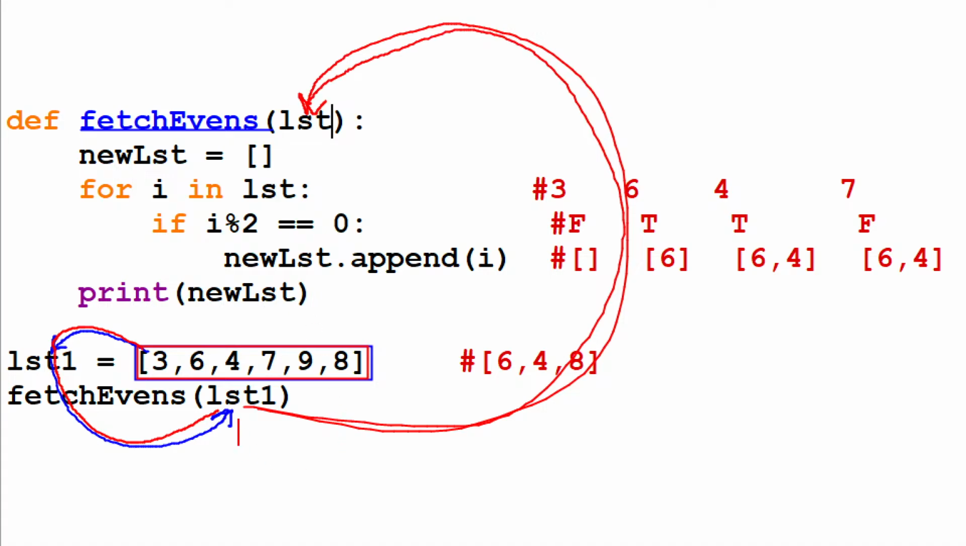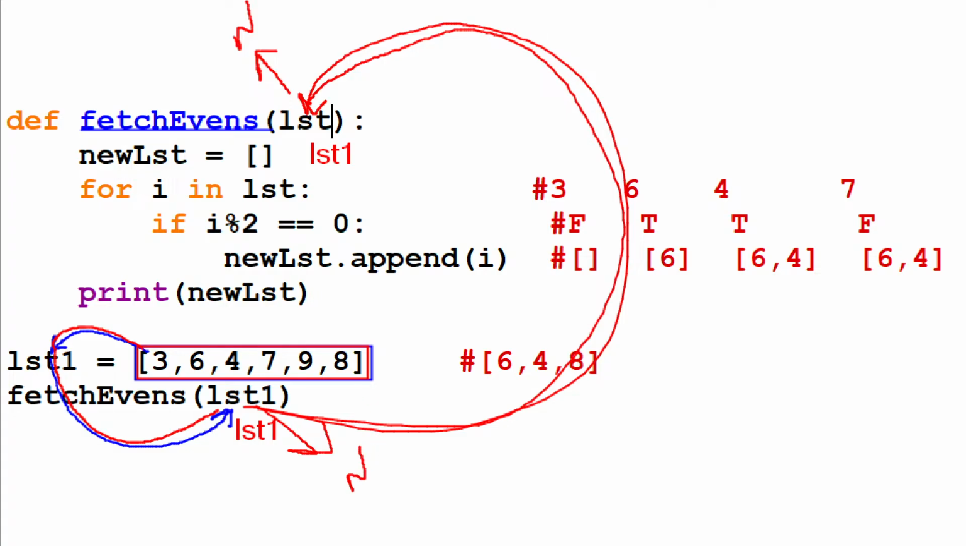Now you may have a doubt. Here LST1 is there. Should we take LST1 here also, the same name? No, it's not required. We can take the same name, and we can take a different name also, guys. So this is called the formal argument, and this is called the actual argument.